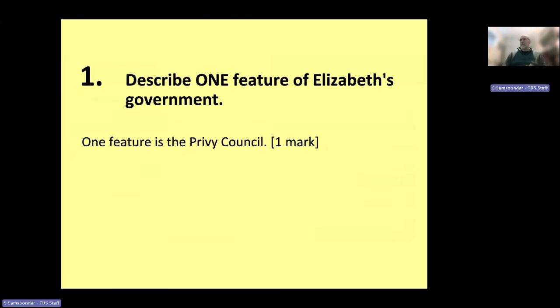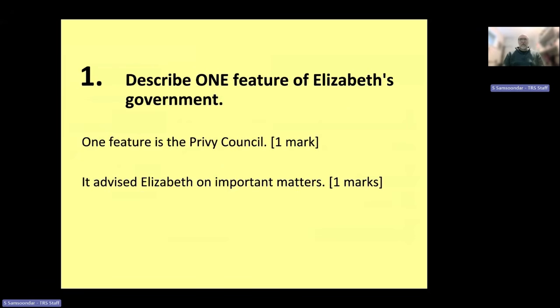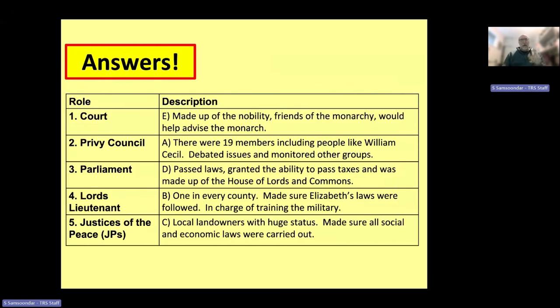You need to then provide, to get the extra mark, a detail to develop the feature. You will not get the extra mark if you're not developing the feature you've given. And here's the development. It advised Elizabeth on important matters. That might seem really basic, but that's completely correct, and that would get a mark. So being able to learn these features and at least 1 detail about them is all you really need to do in terms of revising Elizabethan government.